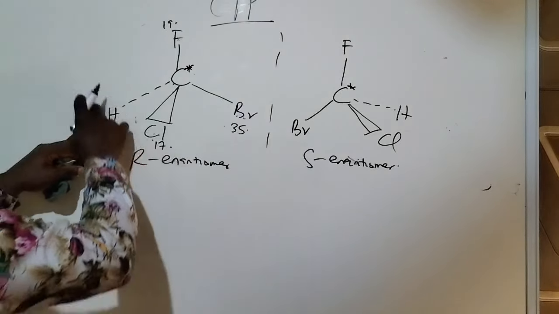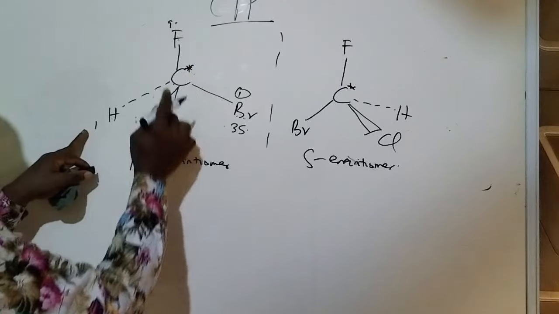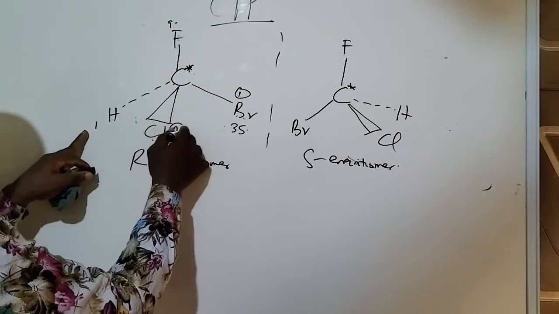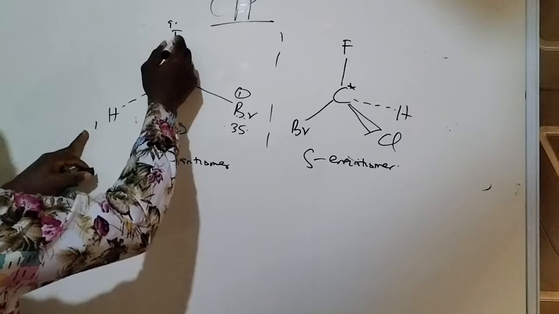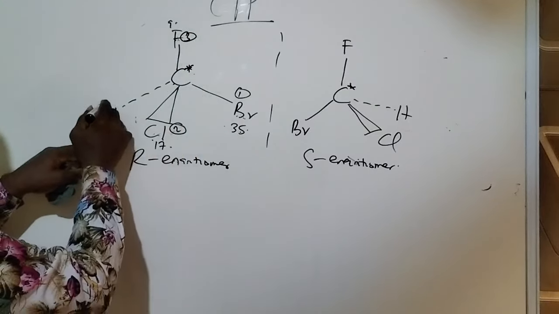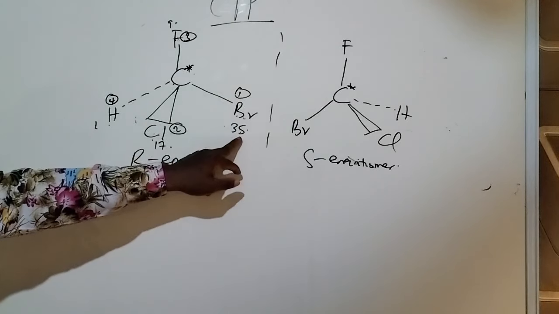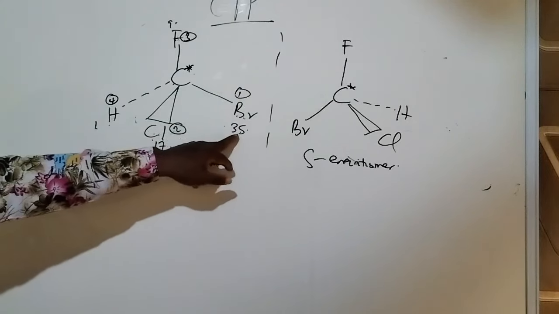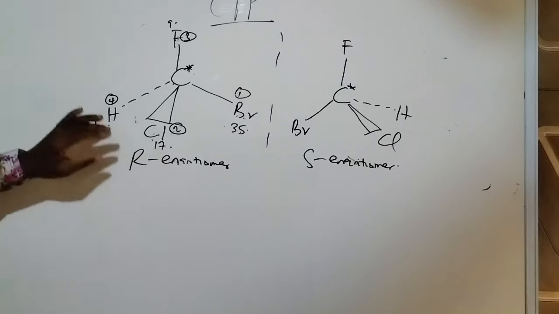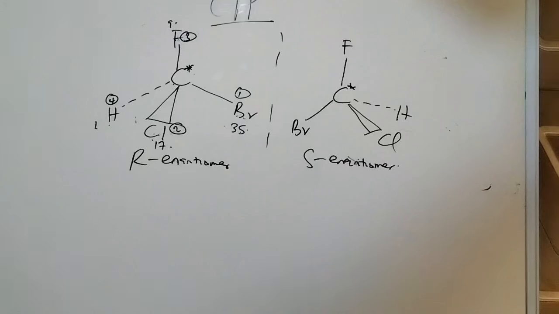So the highest among these is bromine, which is given number 1, followed by chlorine, which is number 2, being 17. The next is fluorine, which is 19, number 3. And then the least is hydrogen, atom number 1, and we give it number 4. I repeat, the atoms are numbered in order of their decreasing atomic number: number 1 is 35, number 2 is 17, number 3 is 19, and number 4 is hydrogen, atomic number 1.